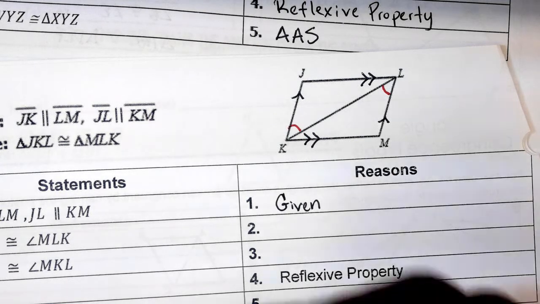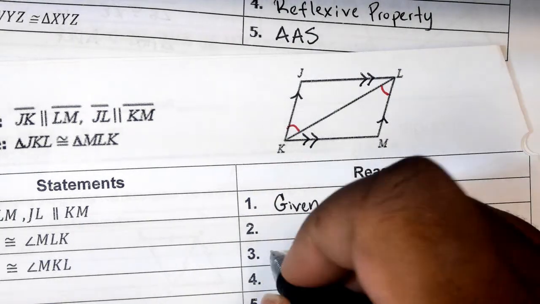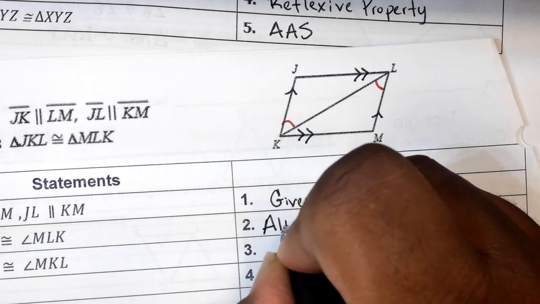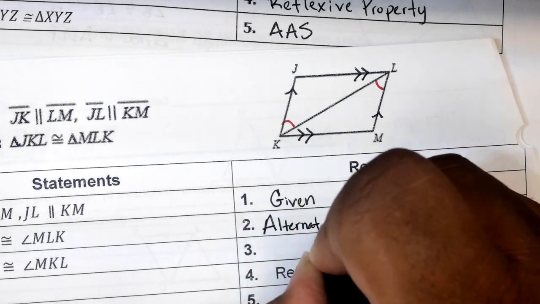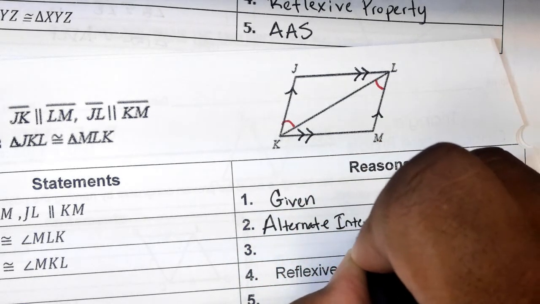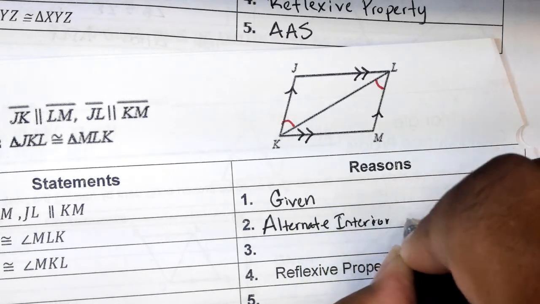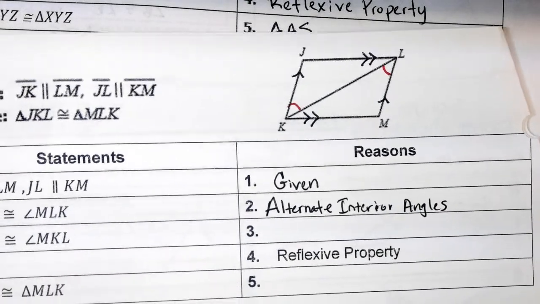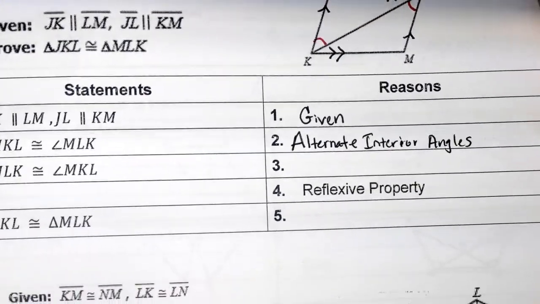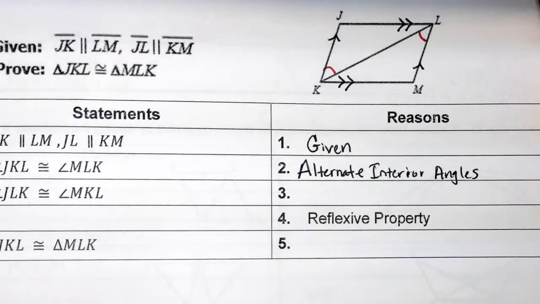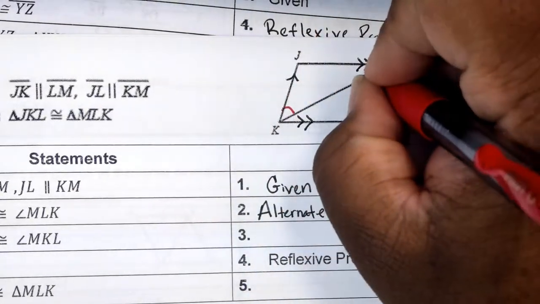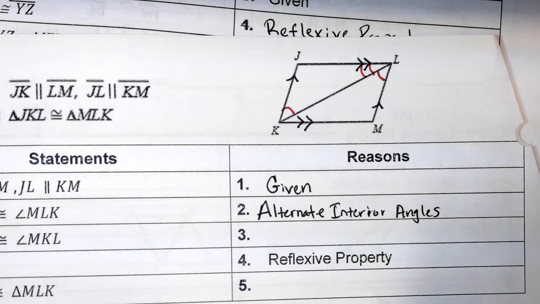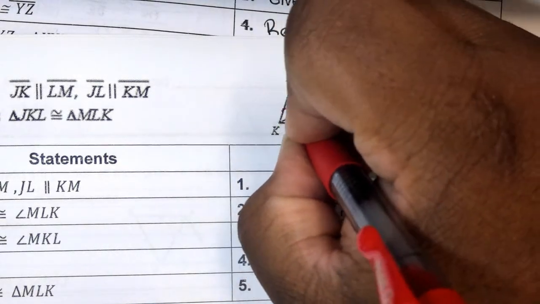Good. Alternate interior angles. So this might have been before your time, which is okay. Alternate interior angles. Then after that, they said angle JLK is congruent to angle MKL. I'm marking those angles as congruent now.